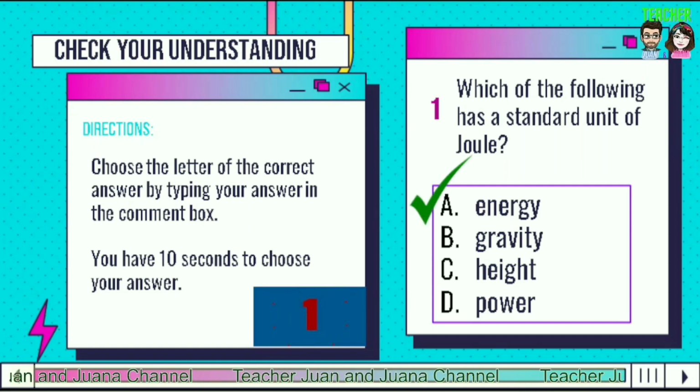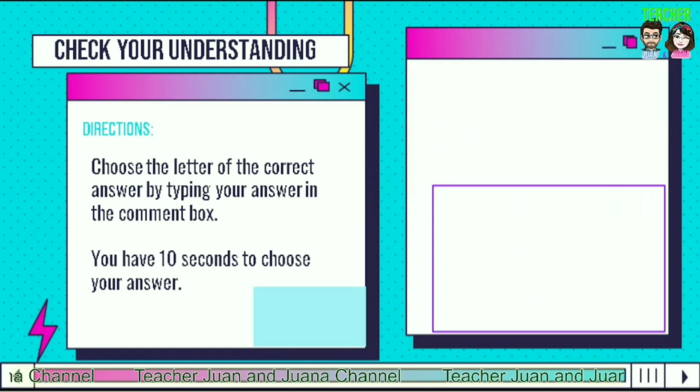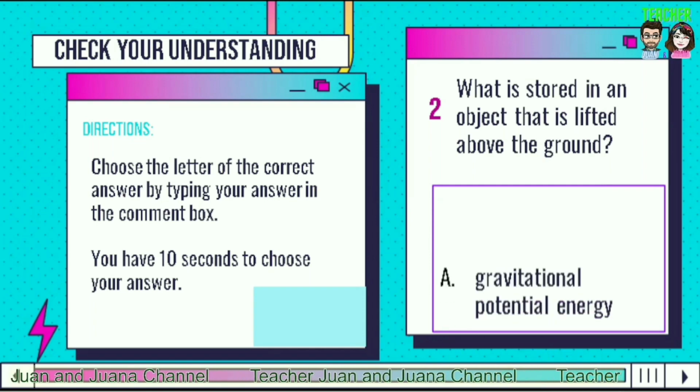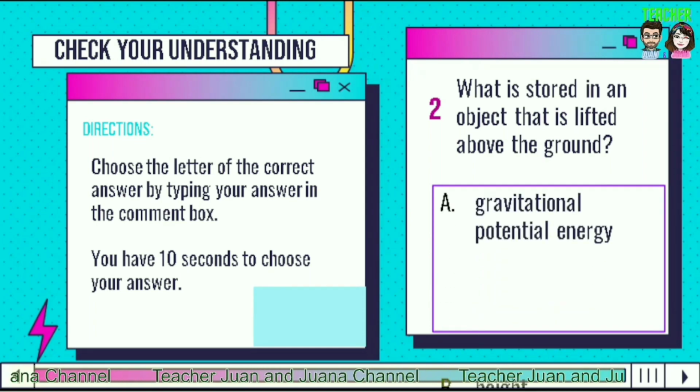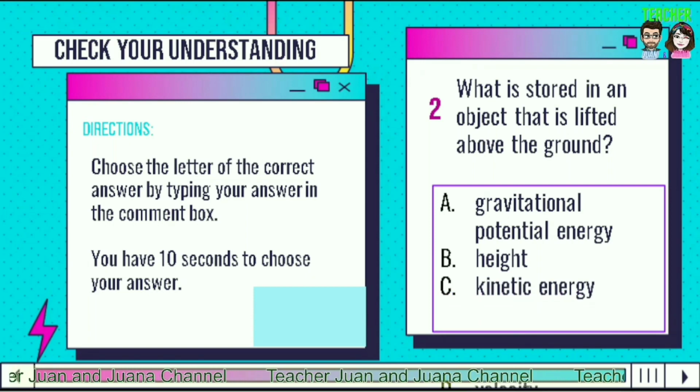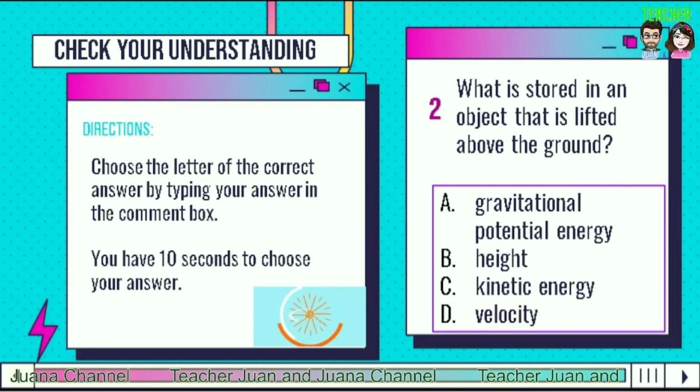If your answer is A, Energy, you are correct. Number 2. What is stored in an object that is lifted above the ground? A. Gravitational potential energy, B. Height, C. Kinetic energy, or D. Velocity?